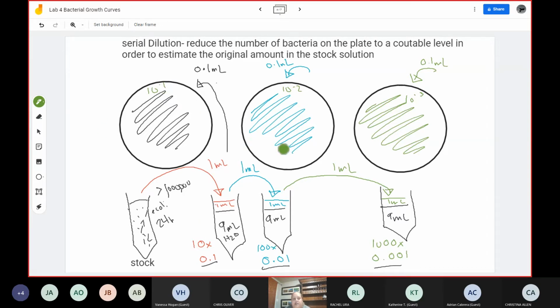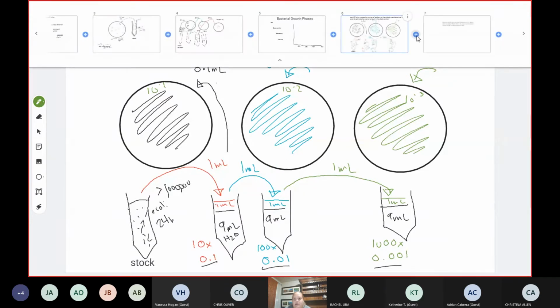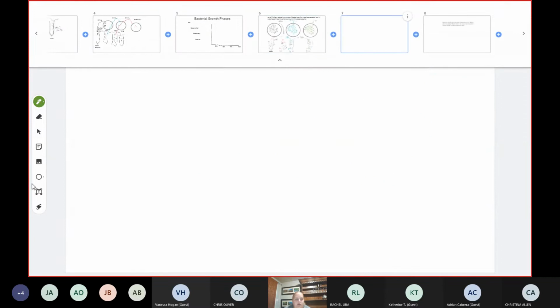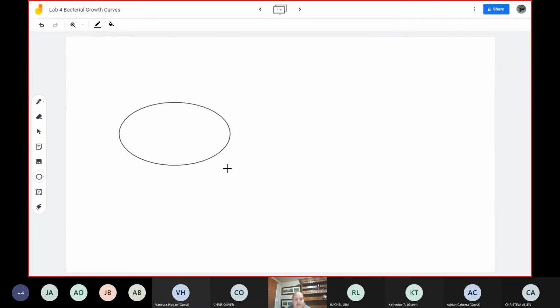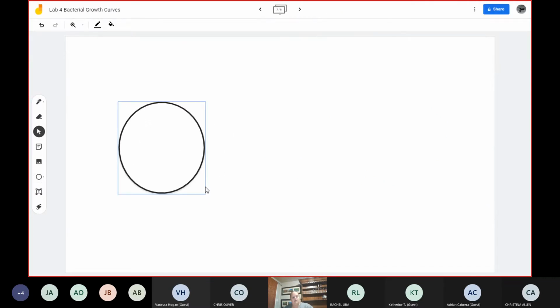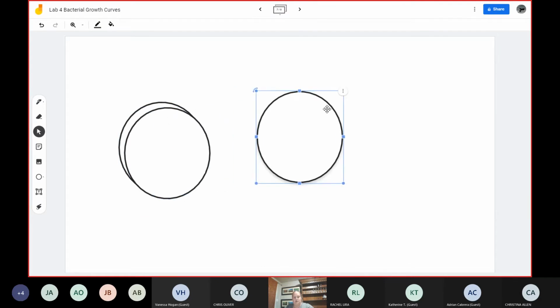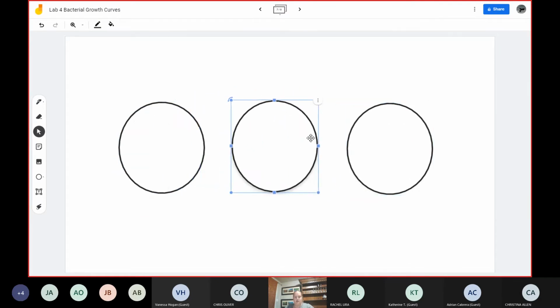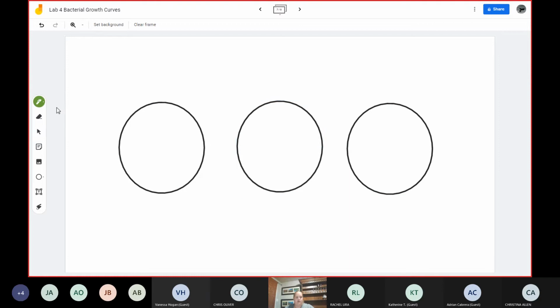So what would we expect to see on these plates after they incubated? I didn't actually prepare this slide, but let's make a new slide. So what would we actually expect to see if we grew these for, I don't know, 24 hours?